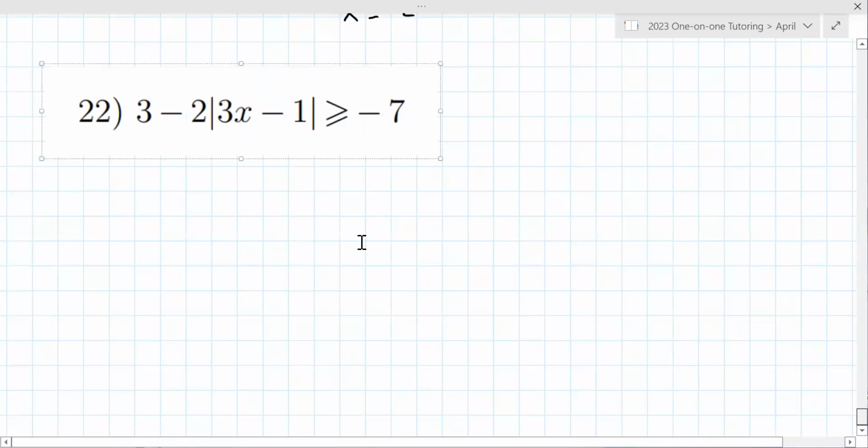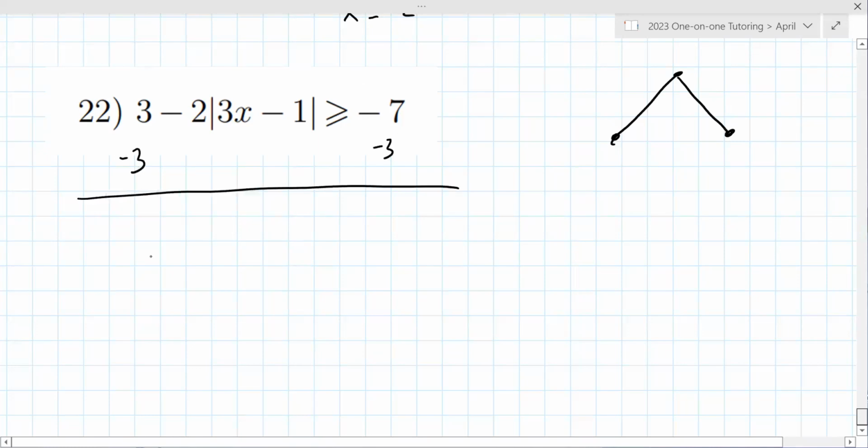All right. So here's our last one, work this one out together, give you some commentary on it. Like I said, you got to decide which fork you are going down. And there's no way to know until you solve for the absolute value. You might look at it and say, oh, it's a greater than or equal to, so I'm going down the right fork here. You got to be careful here. The first thing to do is to subtract 3 from both sides. -2 absolute value 3x minus 1 greater than or equal to -10.